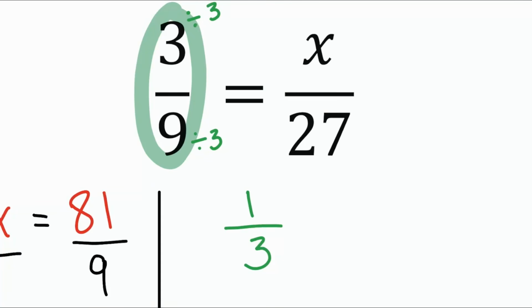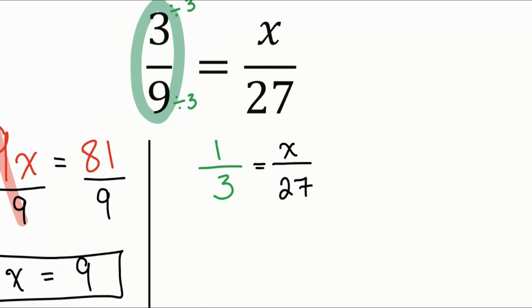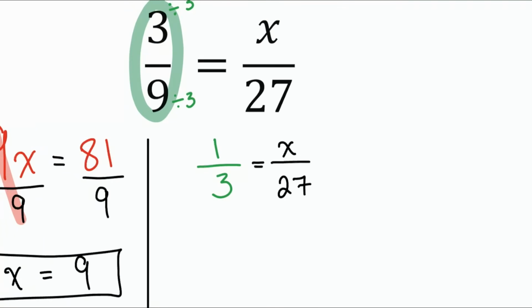So look at what just happened. We just took a quick second, a very quick moment, to simplify that fraction, and now we have 1 over 3 equals x over 27. Quick question, everybody. If I were to cross multiply and divide from this point, is it going to be easier in this case than it was earlier, in your opinion? Oh yeah, it's going to be easier.